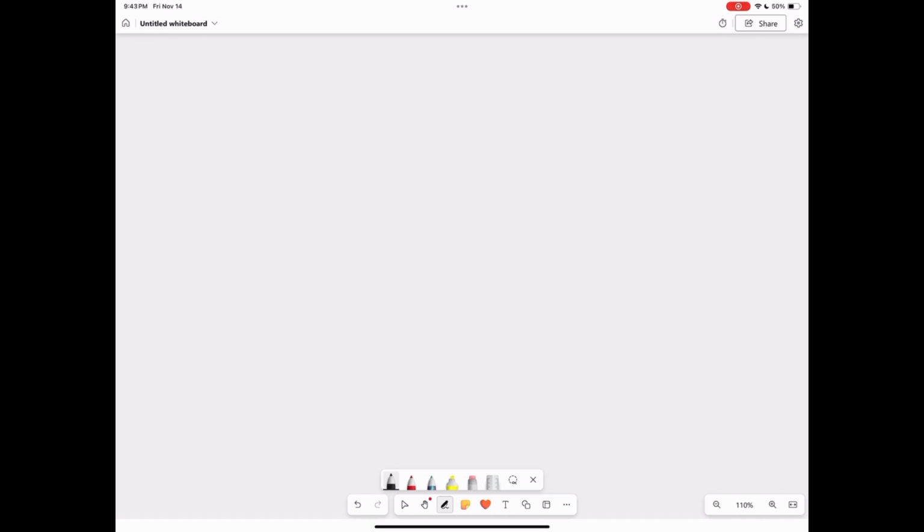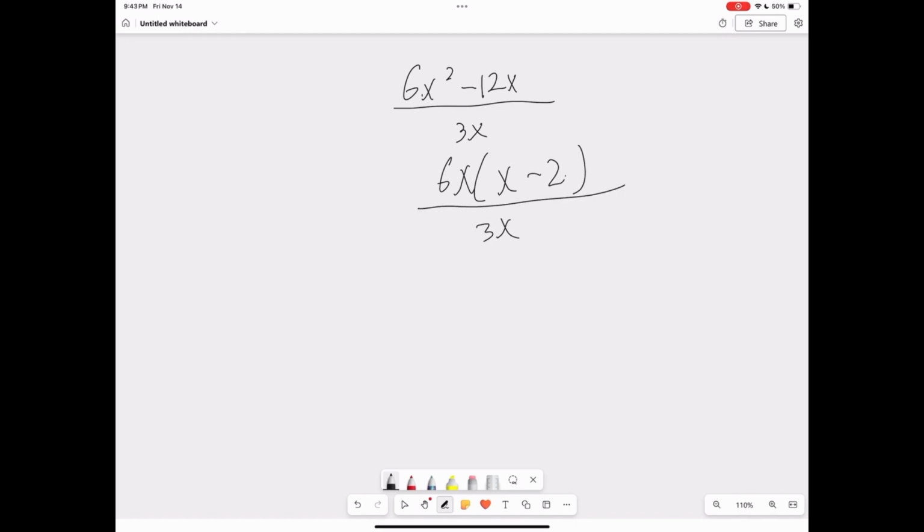So if they had something like 6x squared minus 12x divided by 3x, how would we simplify this? So first thing I'd recommend is to factor. So let's take out a 6x from here. So we get x minus 12 divided by 6 is a 2. And we have this 3x right here. So recognize the x's are the same. 6 divided by 3 is 2. The 3 goes away. So we just get 2x minus 2. And this is when they say simplify. So let's try another one.